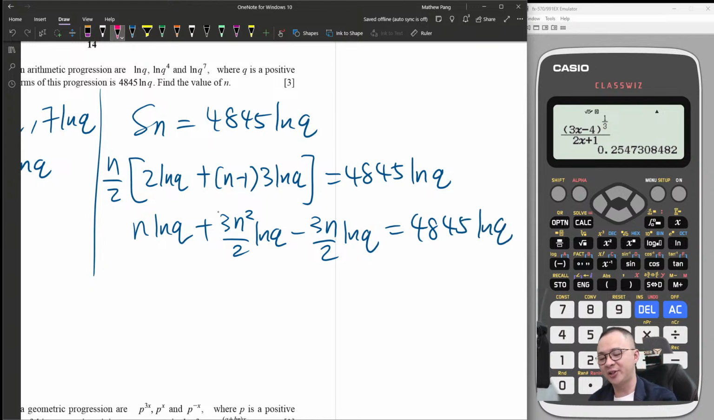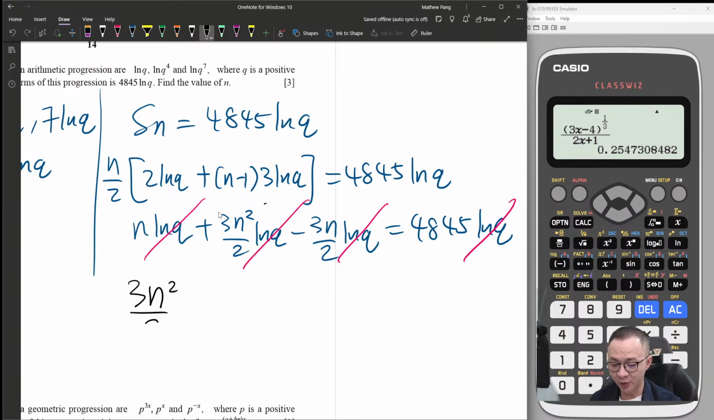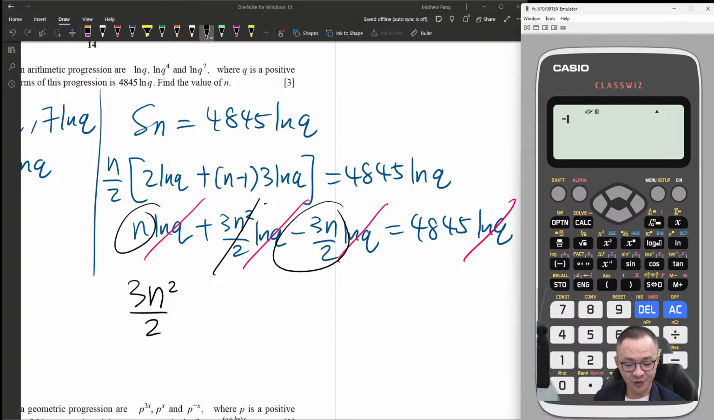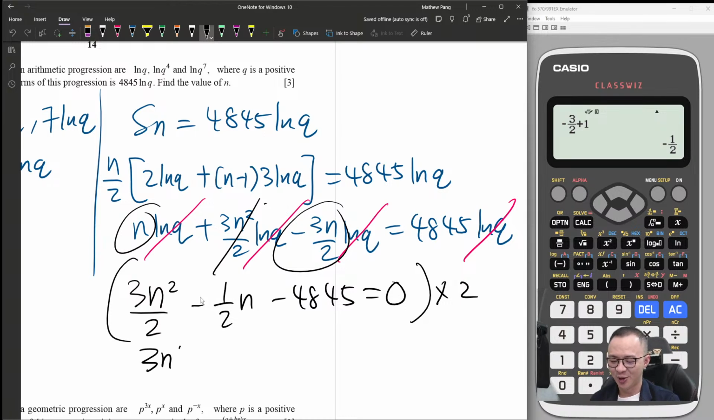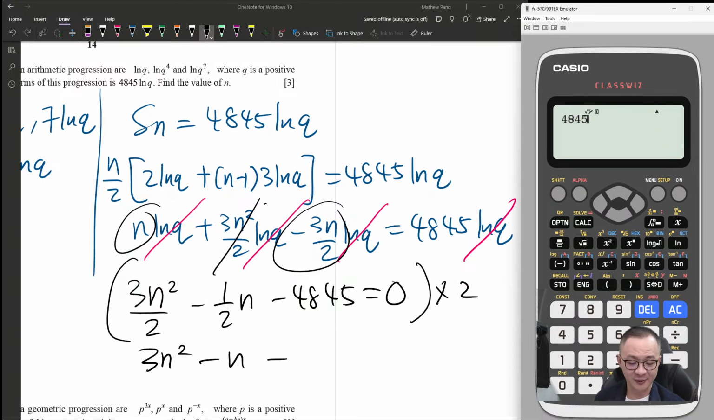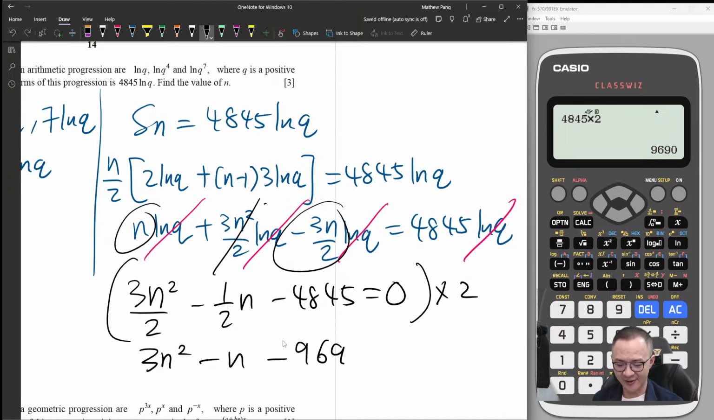Then obviously we see so many ln q already, right? Divide ln q for every single one. Make sure there's no more ln q here. Then we have 3n squared over 2. Then we have this one and this one can solve, right? Negative 3 over 2 plus 1n. So it's negative half n minus 4845 equals to 0. Multiply 2, please. I hate this kind of fraction. 3n squared minus n minus 9690 equals to 0.